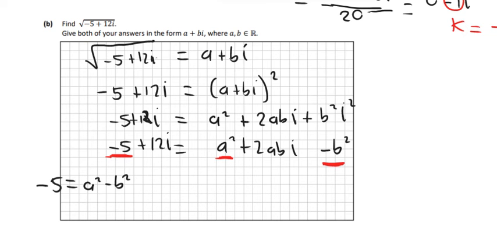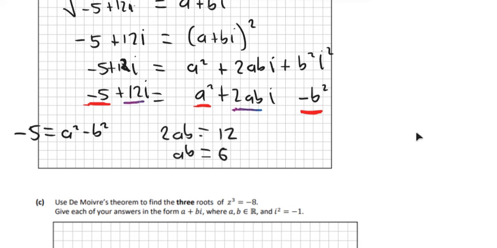Let the imaginary parts be equal then. The positive 12 there has to be equal to 2ab because they both have the i on the end. They're the imaginary parts. So 2ab is equal to 12. Therefore ab is equal to 6. And then we've got two equations with two variables.